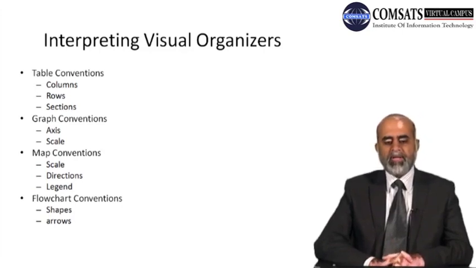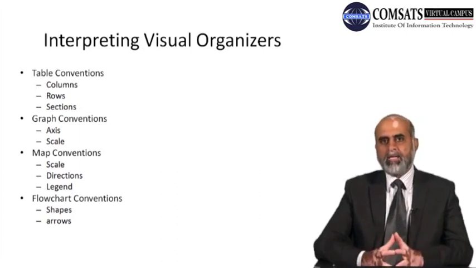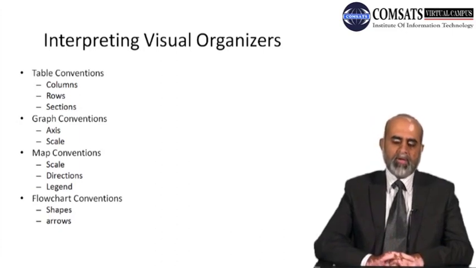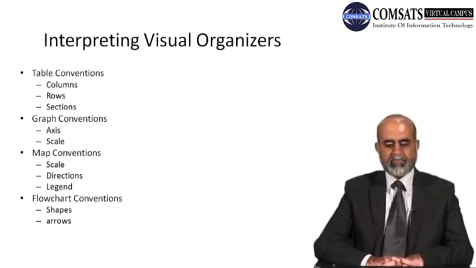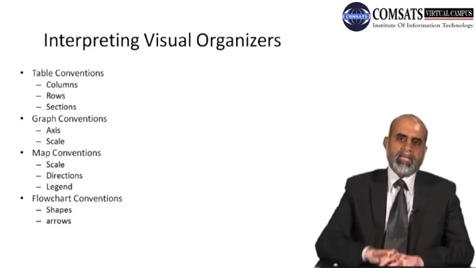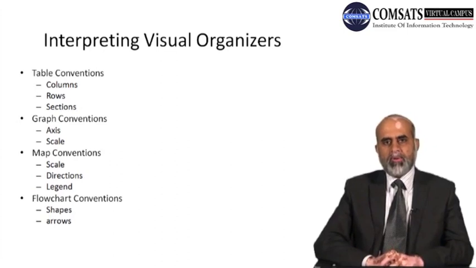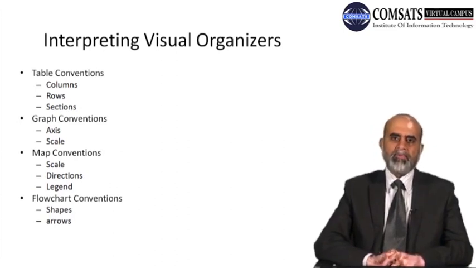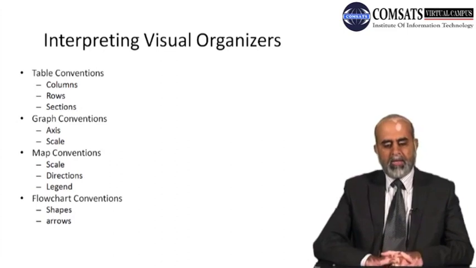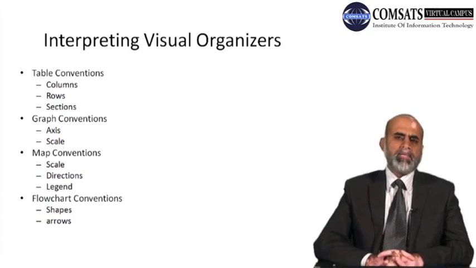Similarly, maps have their own conventions, and you know the scale, that 1 inch is equal to 1 kilometer, or maybe 1 meter, or maybe 1 foot. It depends. Then there are directions. North is always upwards, south is always downwards. That is the convention that we use in the map. Similarly, we use the legends. The legends are other symbols that we use in the maps.